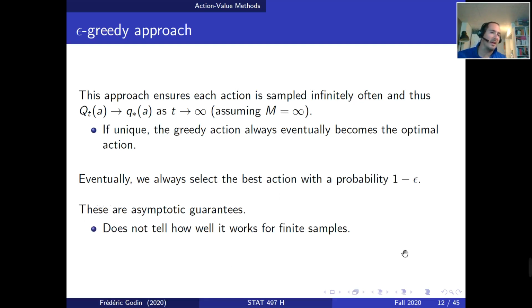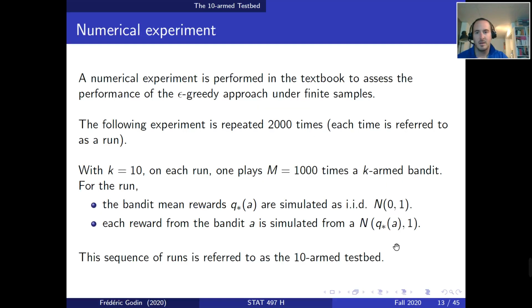Here these are asymptotic guarantees. They guarantee that asymptotically, as time goes to infinity, you'll eventually sample very often from your optimal action. But this does not tell us how the epsilon greedy approach performs for finite samples. If you have a finite number of plays, then your estimates will not perfectly converge. So how will this strategy work in practice?